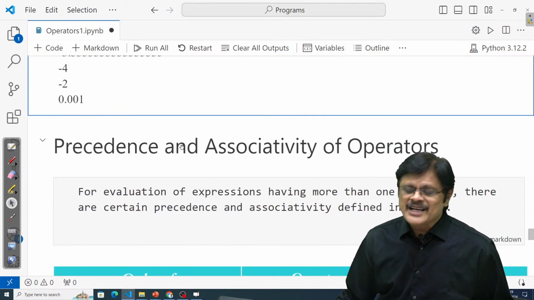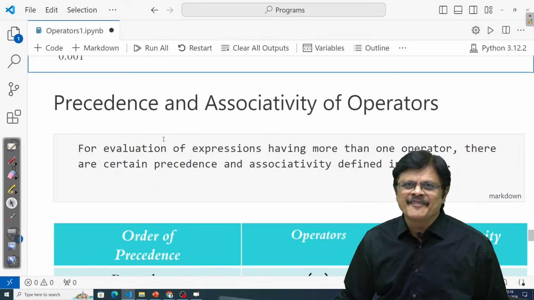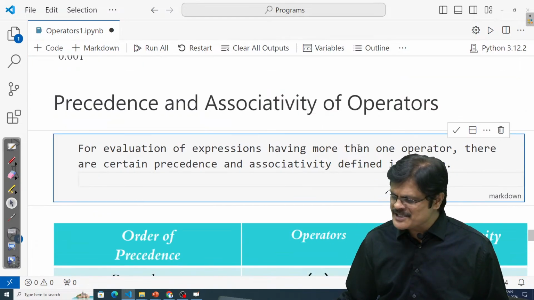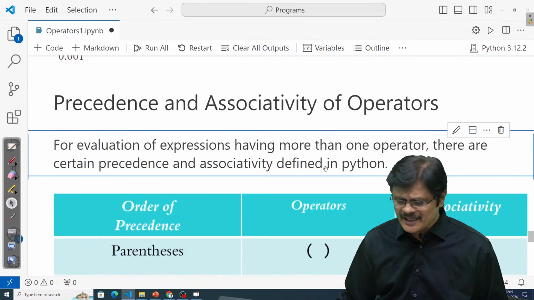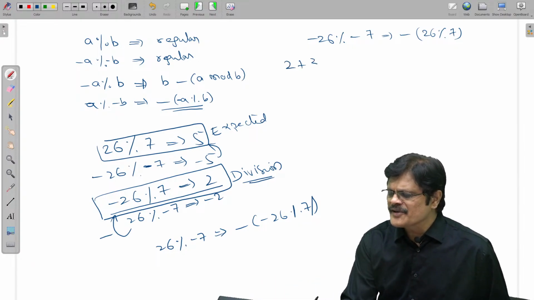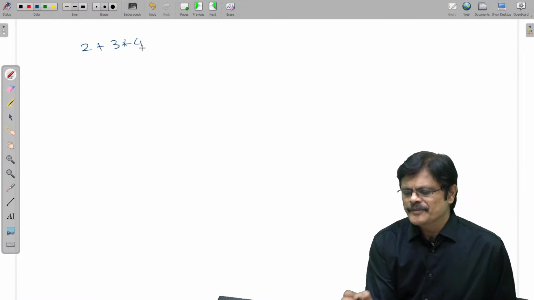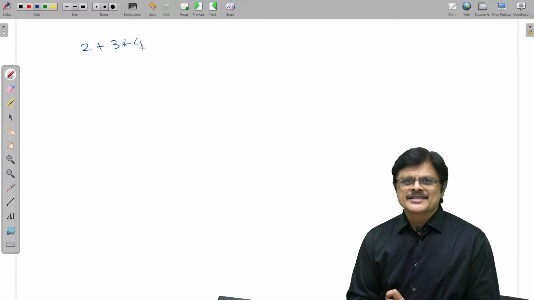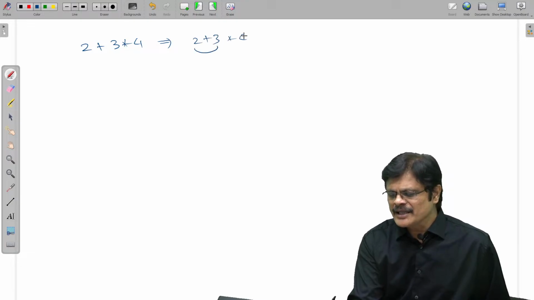Now, precedence and associativity of operators. Of course, for all the operators I'll discuss again towards the end, but mainly for arithmetic operators we need to understand precedence and associativity. For evaluation of expressions having more than one operator, there are certain precedence and associativity rules defined in Python. For example, if I give you 2 plus 3 into 4, in which order do we need to evaluate this? Suppose I don't mention any order, first I may do 2 plus 3, then multiply with 4.